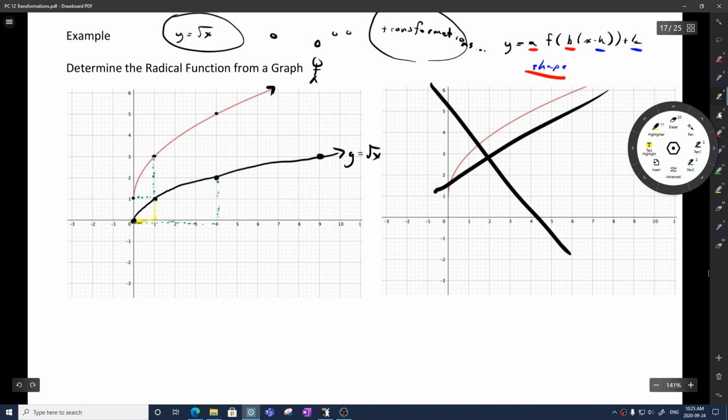Let's see if I go over 4 on this red curve. So when I go over 4, now I'm going to switch colors, I went up 1, 2, 3, 4. So moving from y to this new radical function, my y values increase by a factor of 2. So really, I am thinking that a is equal to 2. We have a stretch of 2. That's what I'm going to go with.